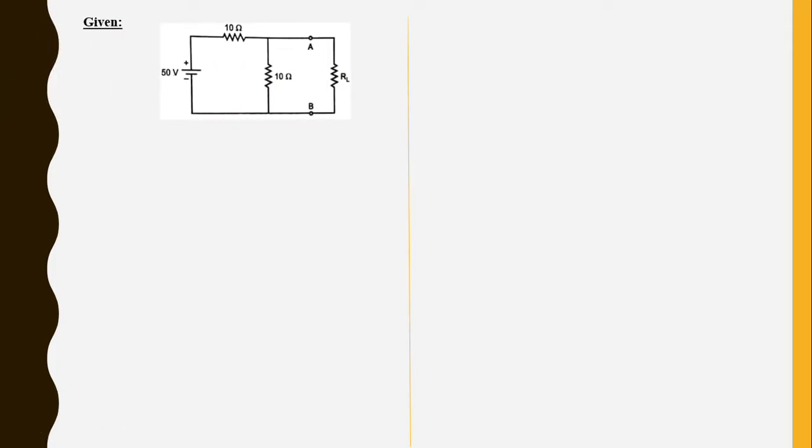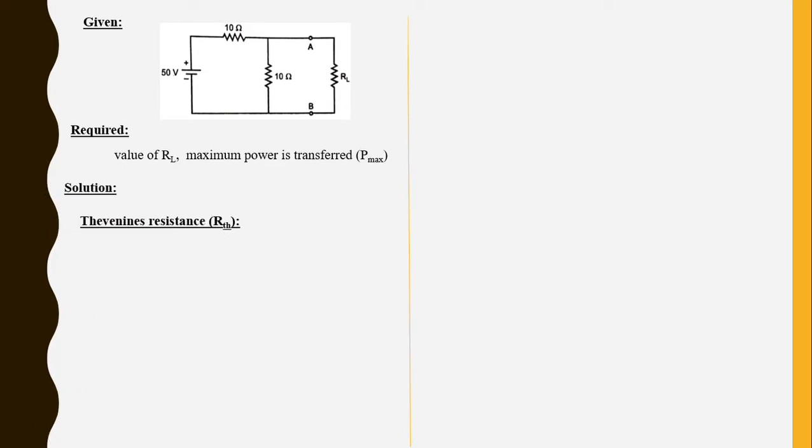Let us draw the given circuit diagram, then write the required data. There are two data we required. First one is value of load resistor, another one is maximum power transferred. The first step for solution, find the value of Thevenin's resistance.